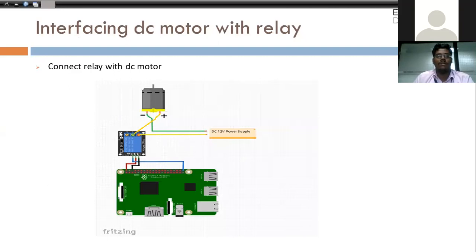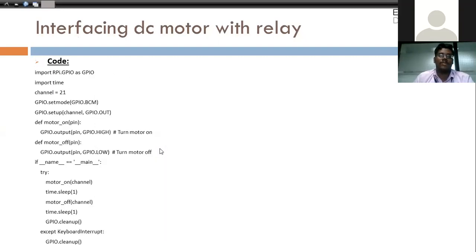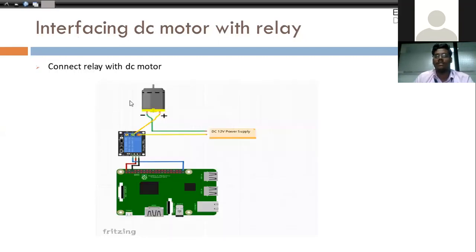So this is one example of an actuator. That's how it works. Any doubts in this program and connection? Any queries, any doubts?